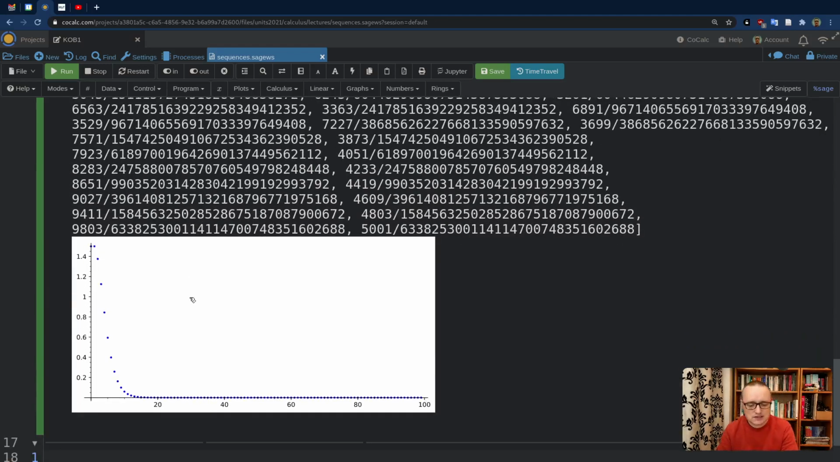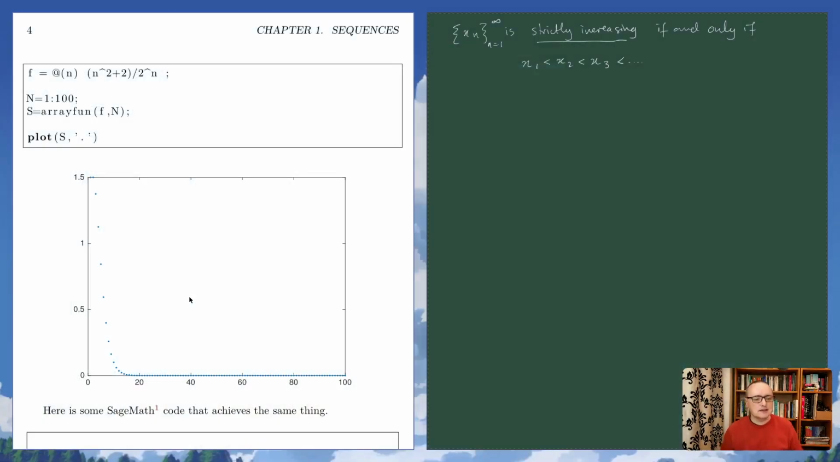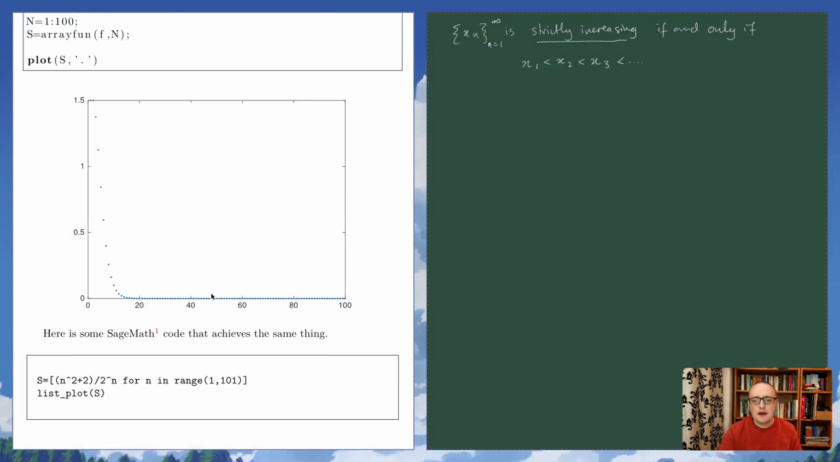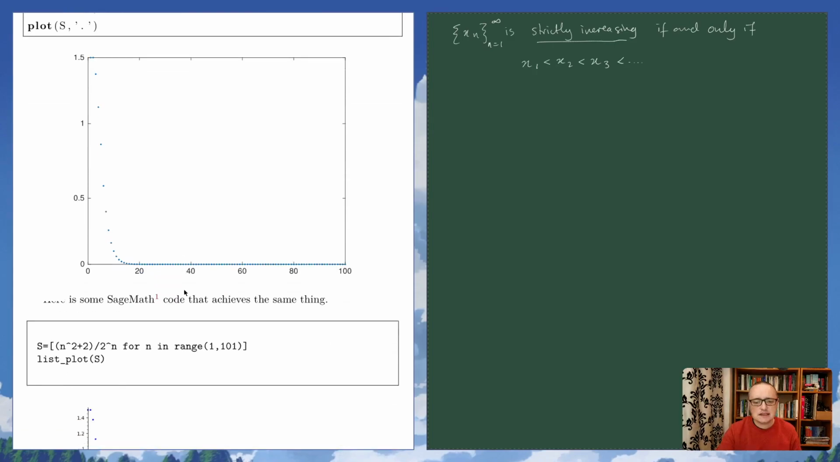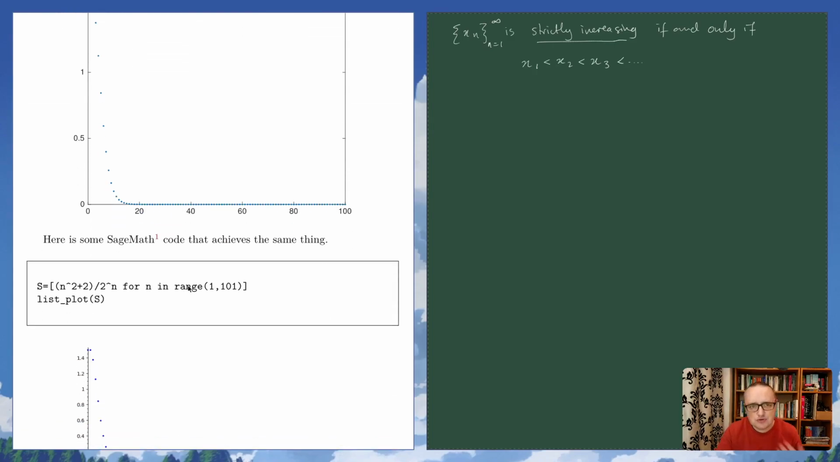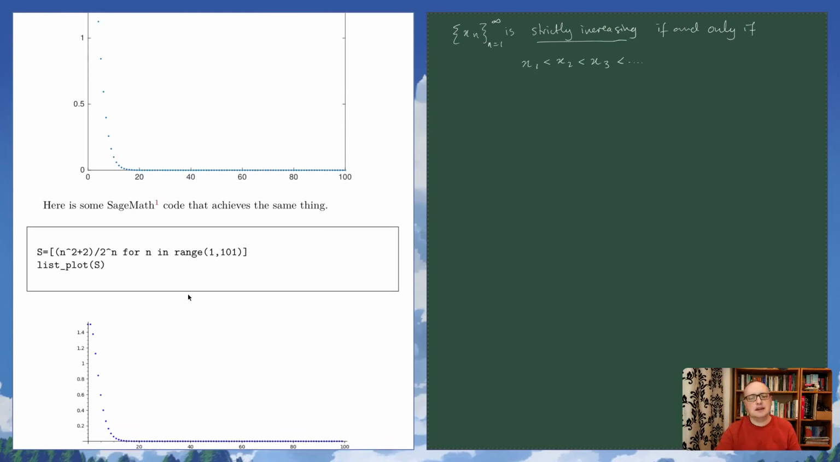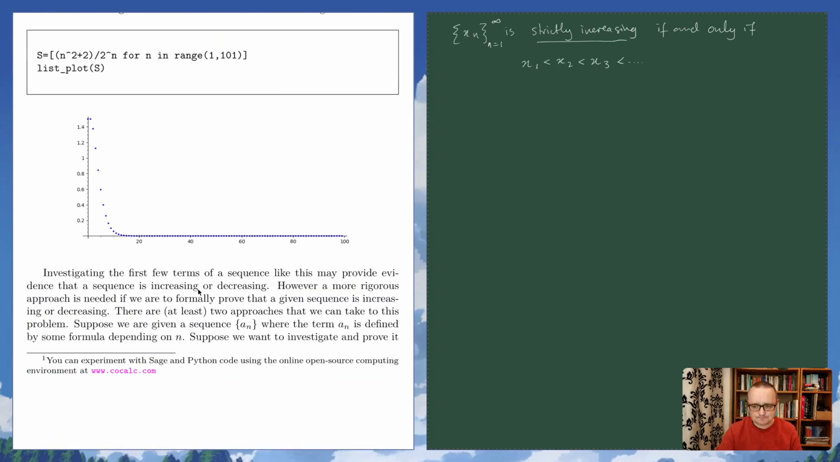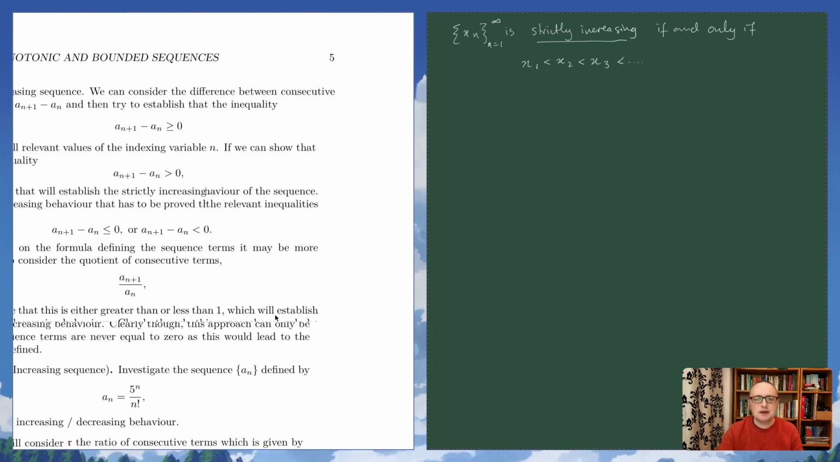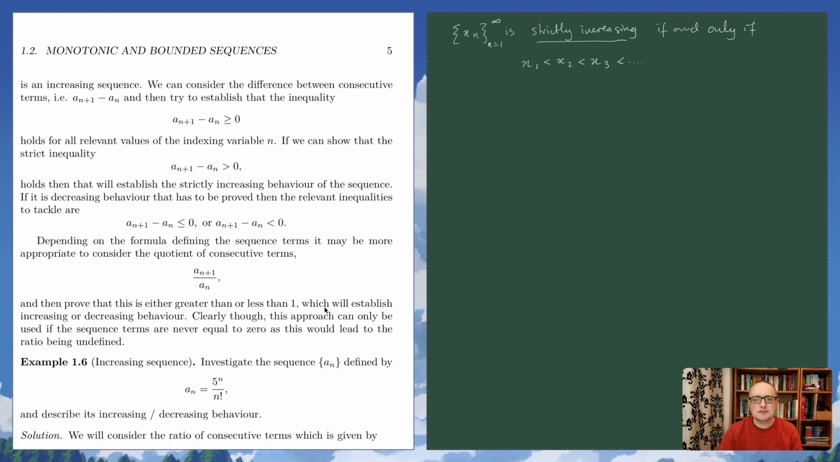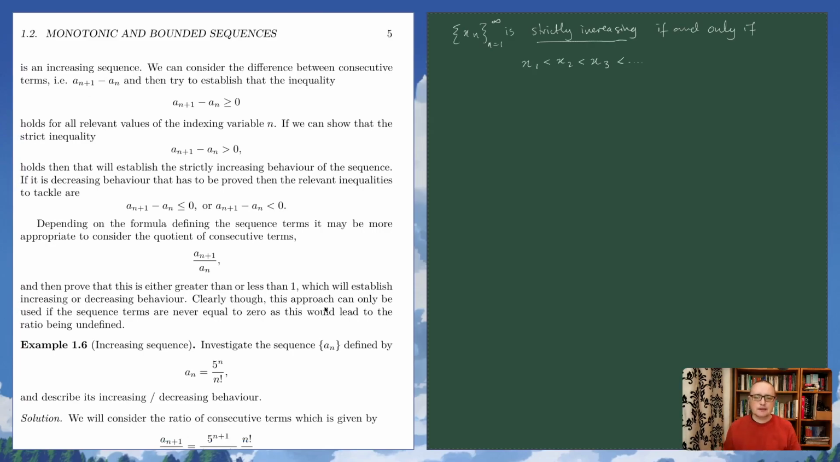So that's how to use Sage and MATLAB to investigate some of these sequences where you have a nice formula for it. But what if we wanted to be a little bit more rigorous and actually prove the monotonic behavior here? There are some remarks here stressing that they need to come up with a stronger argument to prove this. Well, there are two ways to do it. We can either look at the difference between neighboring elements in the sequence and compare that to 0.